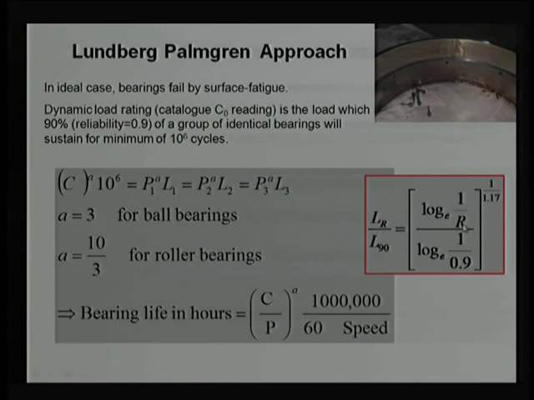It says that L for some probability, it can be 99%, 95%, or even 50%, is a function of log 1 by R, where R is the reliability value, which may be lesser than 1. For 0.99, 0.95, up to 0.9, the whole factor will be 1, 0.8, 0.7, 0.6, depending. What is the aim of the design? When we have this equation, we can find out the probability of success or the life for that kind of probability.